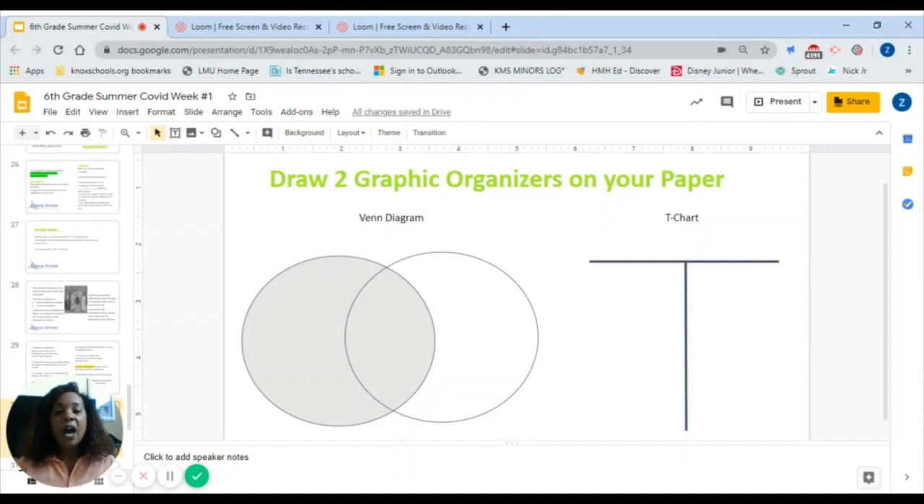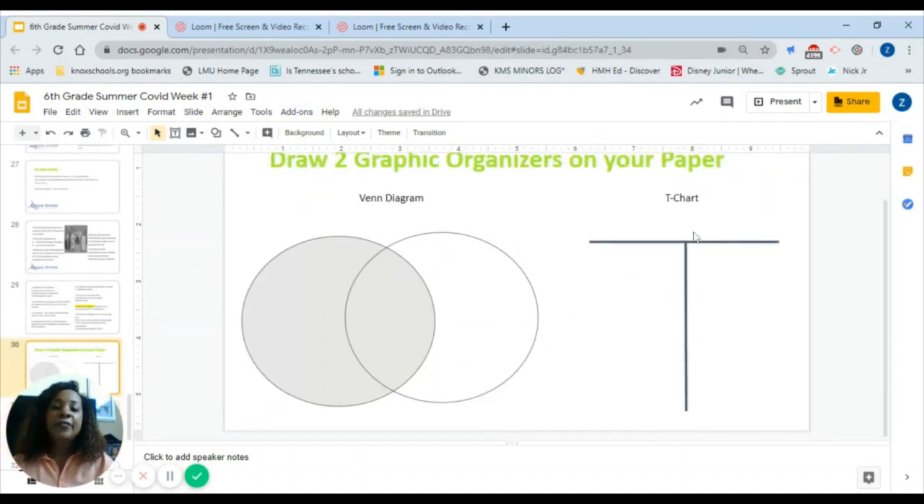Now, I would like for you to pause and take a piece of paper, turn your paper over on the back, and draw these two graphic organizers on your paper. You're going to use these graphic organizers to help you answer the following two questions on the following slide. The first one you guys know is a Venn diagram, and the next one is a T-chart. If you need to pause the video, you may do so.